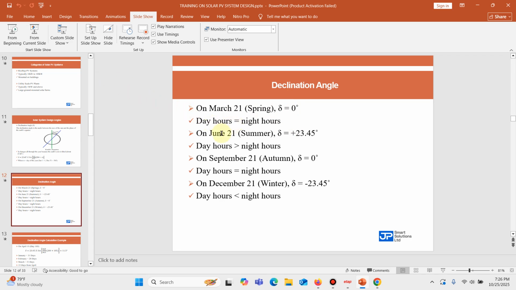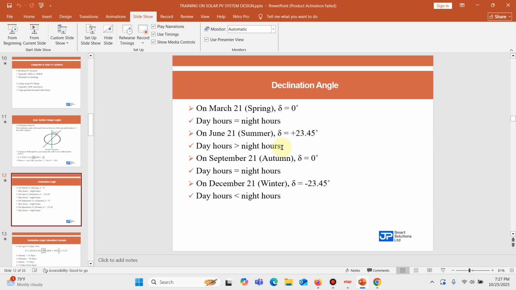Then we have June 21st, which is summer. In this case, we have plus 23.45 degrees as our declination angle. So what we are saying here is that we have this value when the earth moves anti-clockwise around the sun. So its declination angle increases from 0 to its maximum value of 23.45 degrees. And in this condition, the day hours is much greater than the night hours.